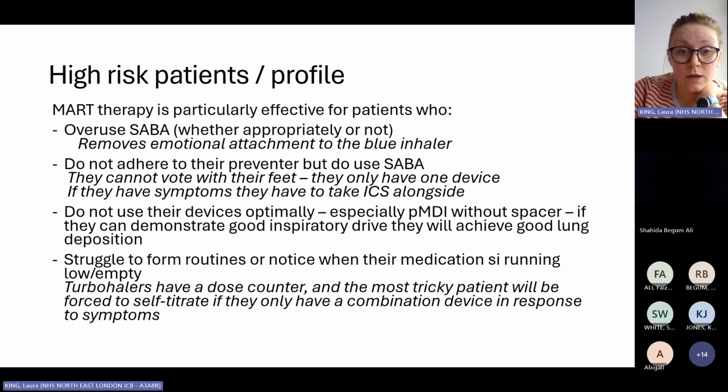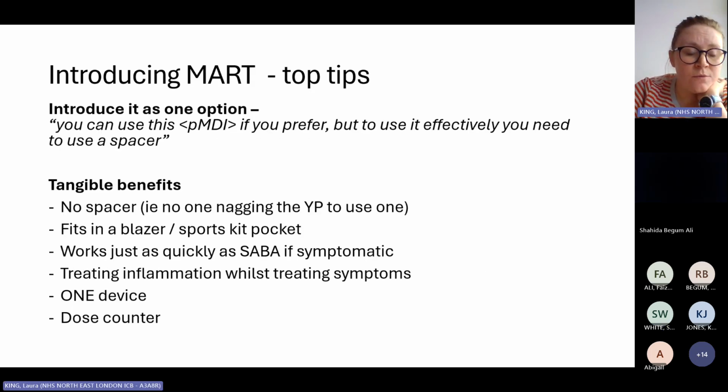So that's really helpful. And then, as I've said, in terms of knowing when your medication is running low, having a dose counter is so helpful. They need to know where to look for it, but it's pretty obvious. Really helpful. Introducing MART. So I've already said one of these already. Top tips: introduce it as one option. You can use this, which you're already prescribed, but I expect you to use it effectively. I expect you to use a spacer at home and at school. Or you can have this one, which doesn't need one.